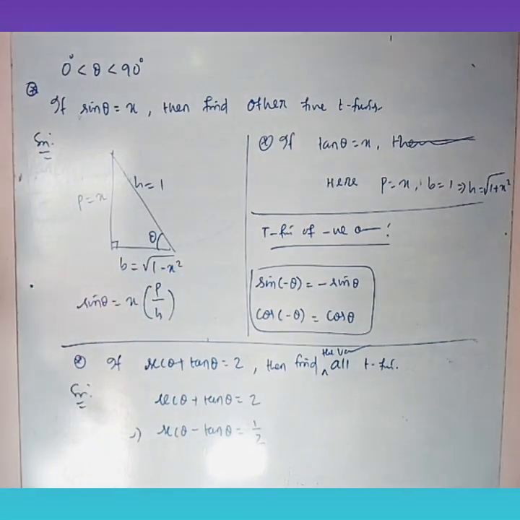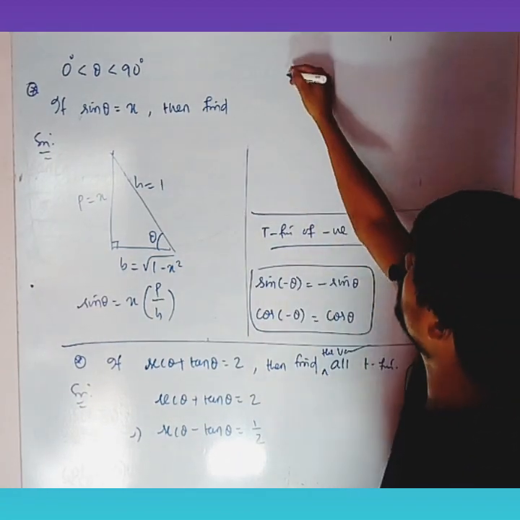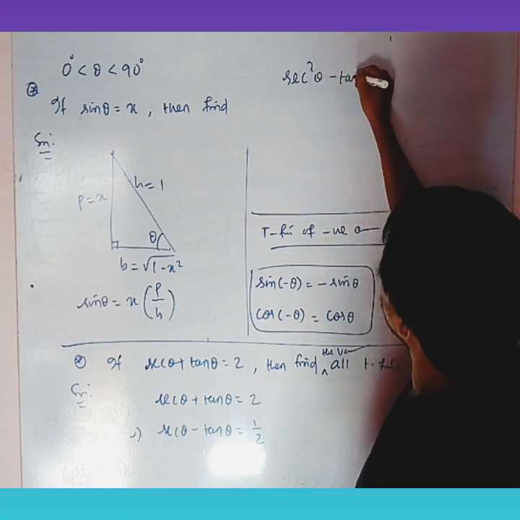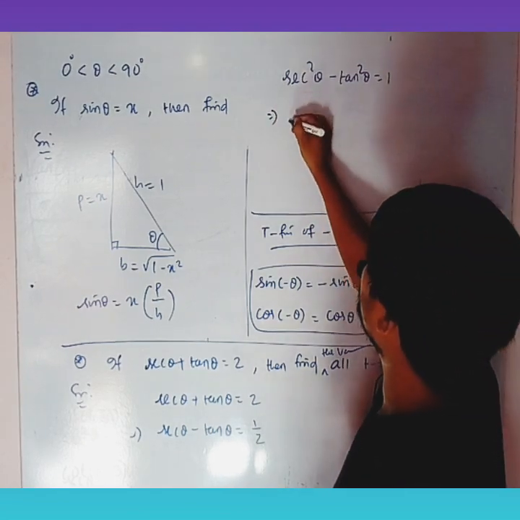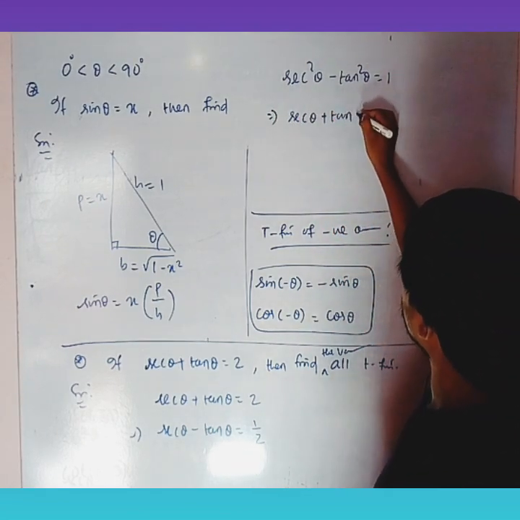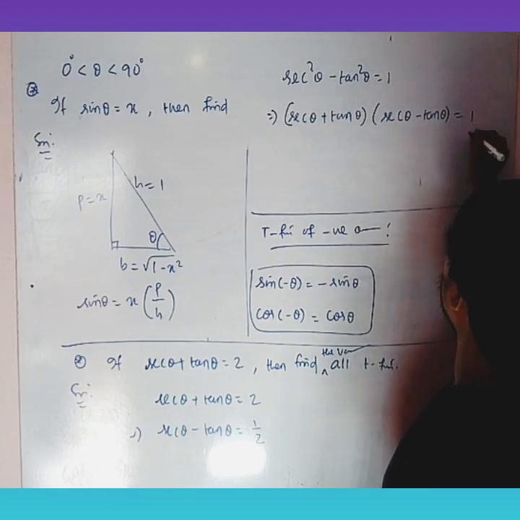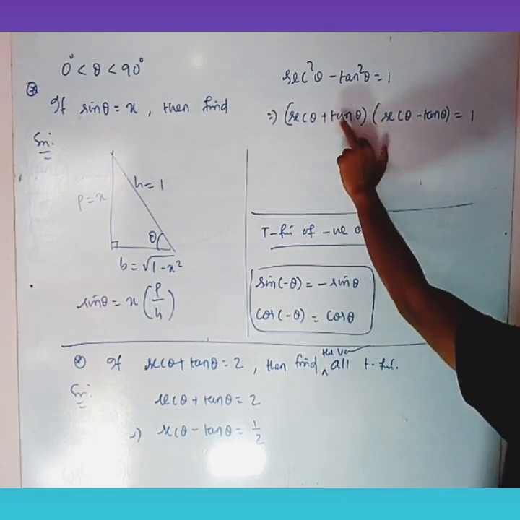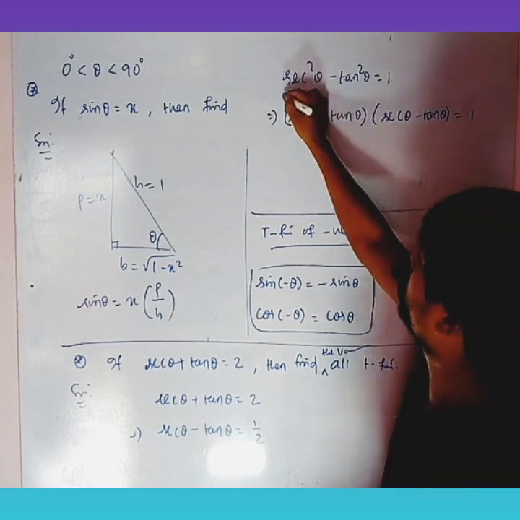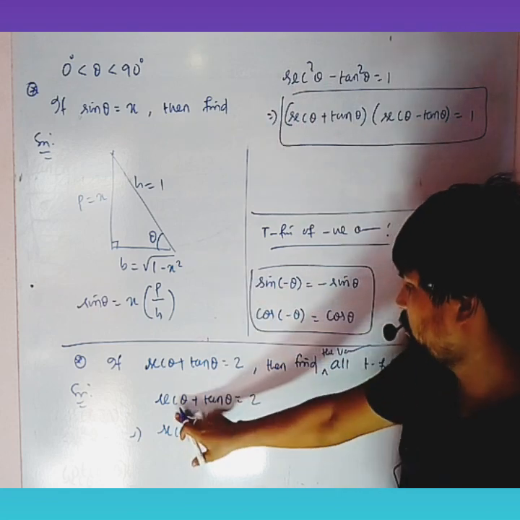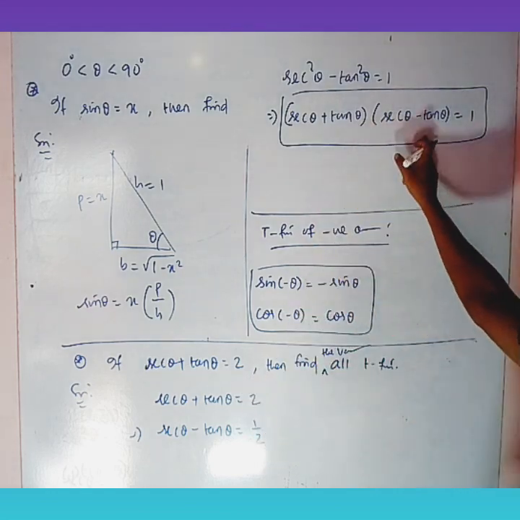We know that sec square theta minus tan square theta equal to 1. From the trigonometric identity, we can factorize it as sec theta plus tan theta whole into sec theta minus tan theta equal to 1. So obviously, sec theta plus tan theta equal to 1 by sec theta minus tan theta, and sec theta minus tan theta equal to 1 by sec theta plus tan theta. You have to remember this condition. If sec theta plus tan theta is given, then immediately we can find sec theta minus tan theta, that is 1 by sec theta plus tan theta, that is 1 by 2.